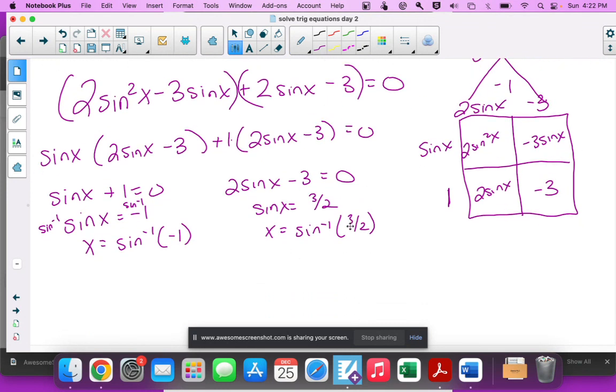This does not exist. This is not the same thing as the square root of 3/2. Do not make that mistake. 3/2 is bigger than 1, and you are never going to get an answer bigger than 1. It does not work. So that's no solution.